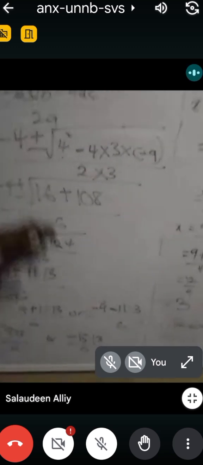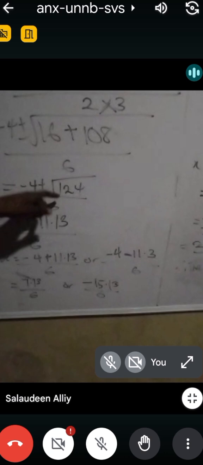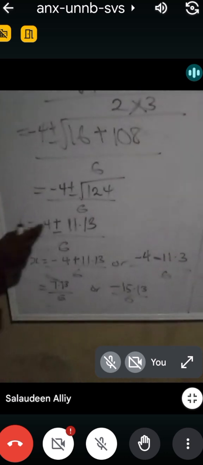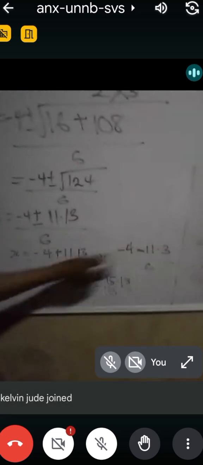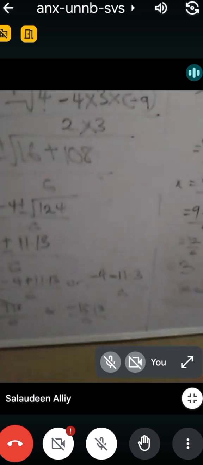So this is minus 4 plus or minus the square root of 108 plus 16, so over 6, minus 4 plus or minus the square root of 124 over 6. So I'm going to split it later. Minus 4 plus 11.13 or minus 4 minus 11.13, because it is plus or minus. Plus or minus, don't forget. It's plus or minus. I will stop there.